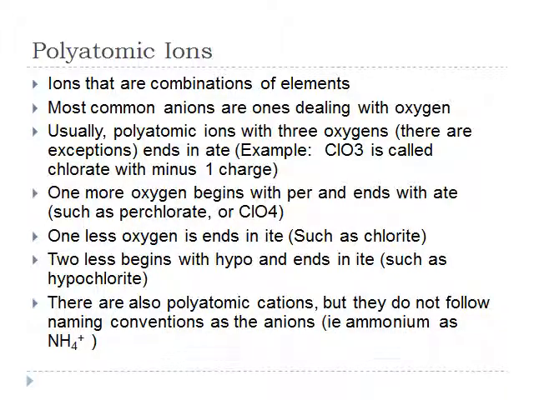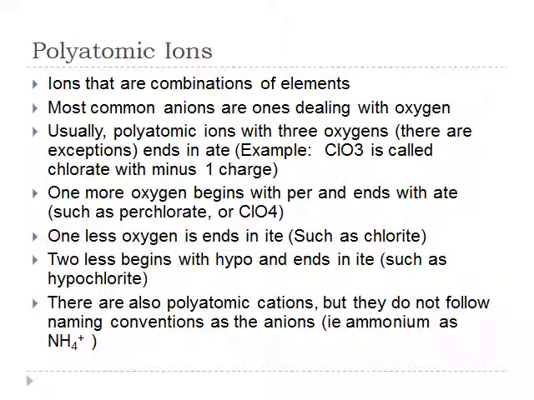So an example is ClO3, which is an anion with a -1 charge. And the name for it actually ends in "ate" because of the 3 oxygens. So with the chlorine, you take away the "ine", and then because of the 3 oxygens, you put "ate" in the end. So it's called chlorate.